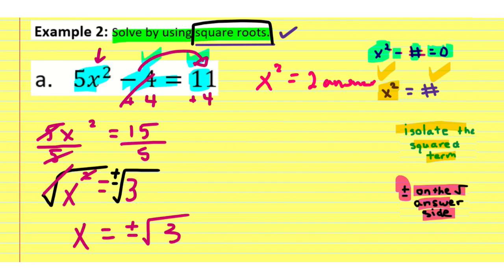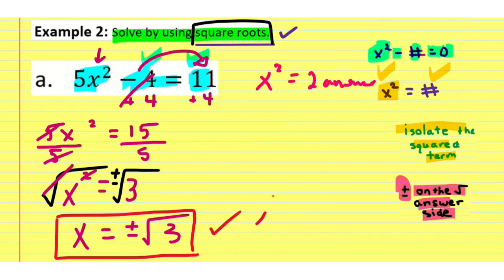Okay, that is the answer to this quadratic. It will have two x-intercepts. It'll have one x-intercept at negative square root of 3, and it'll have a positive x-intercept at positive square root of 3. But that is the solution to our original quadratic.